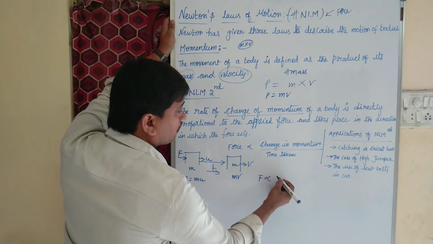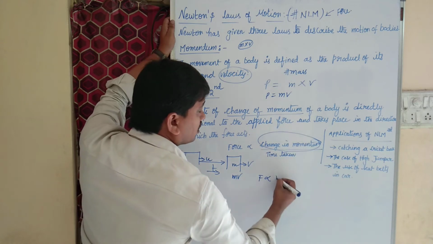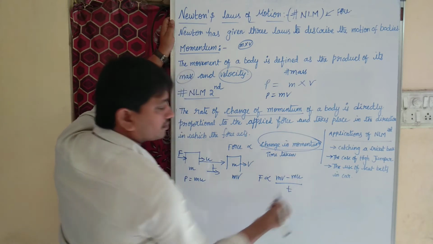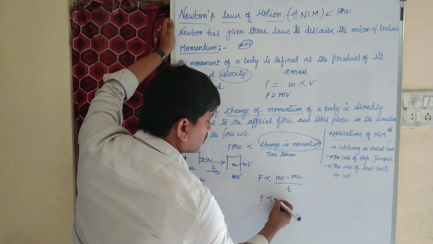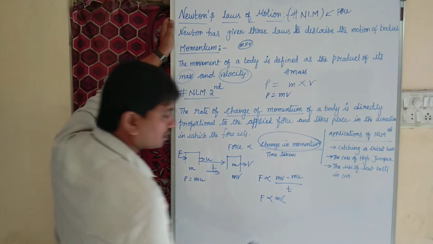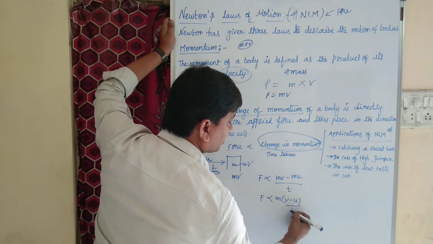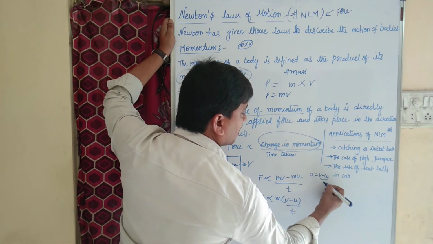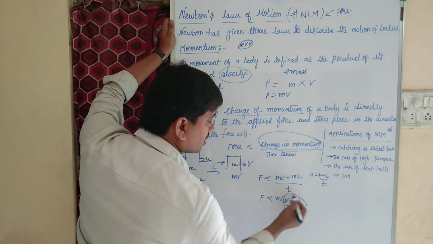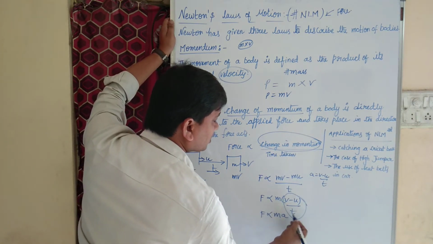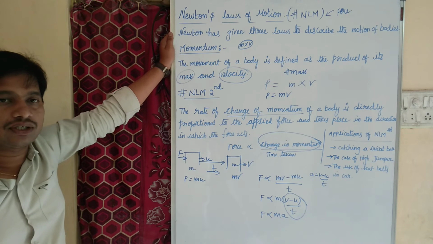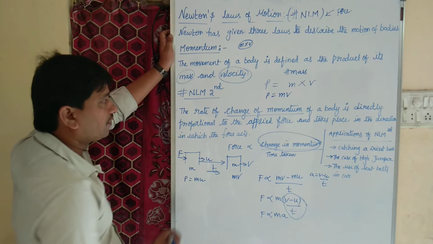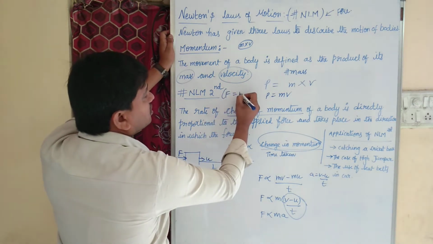So the rate of change of momentum, I mean F, is directly proportional to the change in momentum, that is mv minus mu by time t. So F is directly proportional to, if you take m as common, m into (v minus u) by t. Students, we know that acceleration is nothing but change in velocity by time taken. So in place of (v minus u) by t, I can write acceleration. So F is directly proportional to m into a.